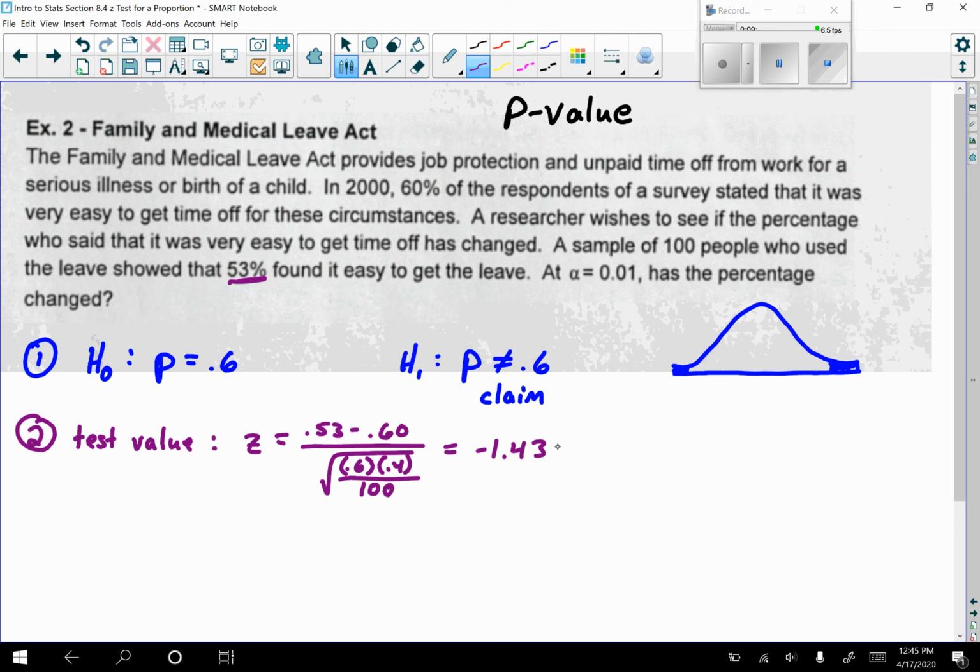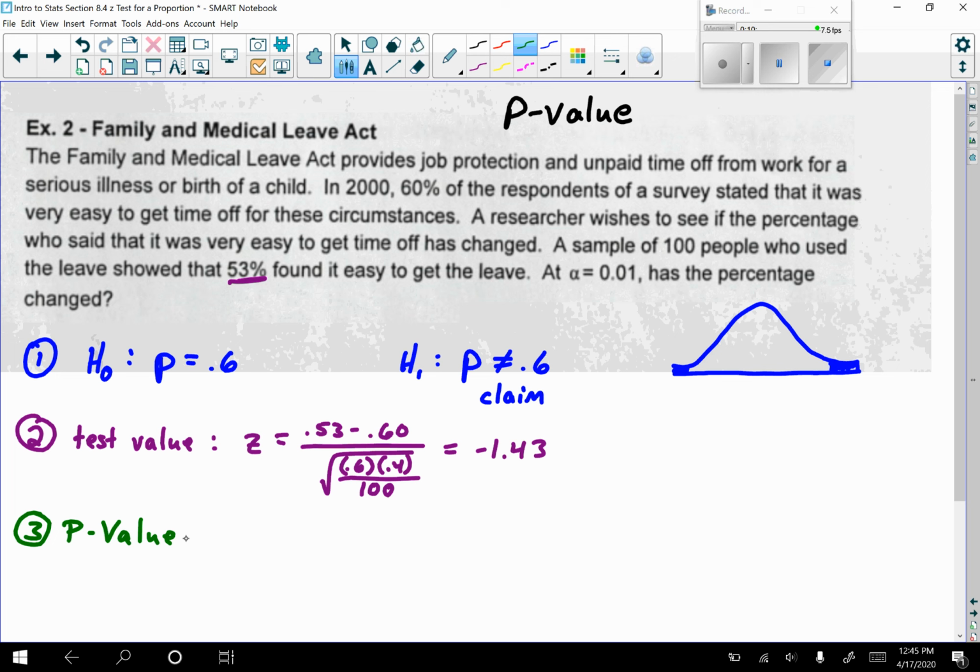Alright, so that's our test value. Now remember, this is what we're going to use to help us with our p-value here. Our alpha is 0.01, which is what we're going to compare the p-value to. So for step 3, we want to find the p-value.